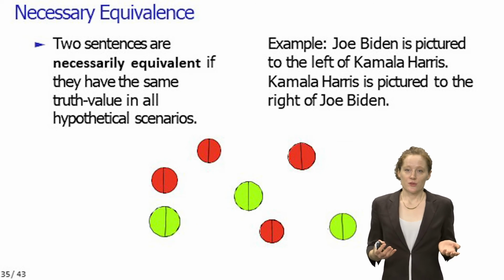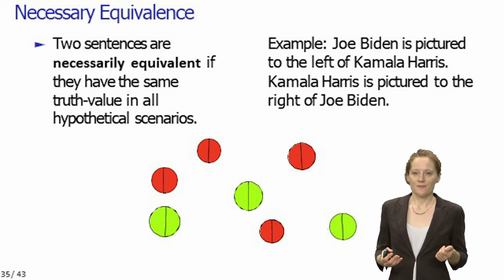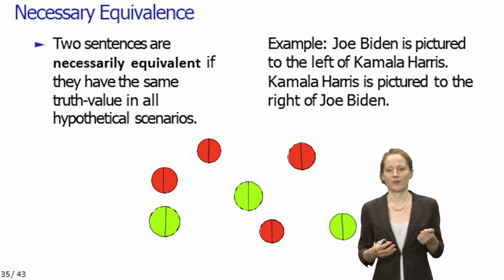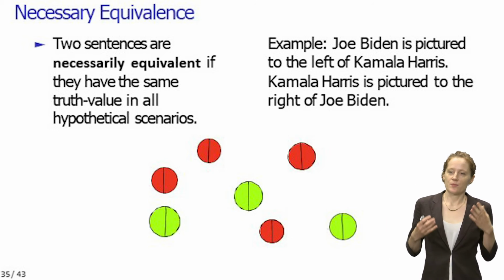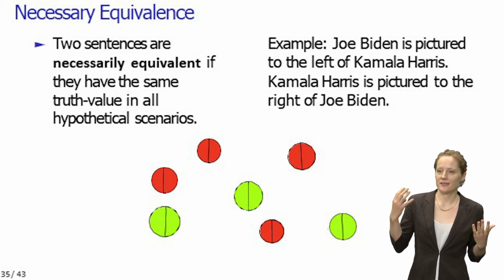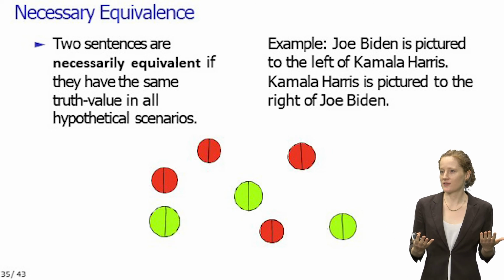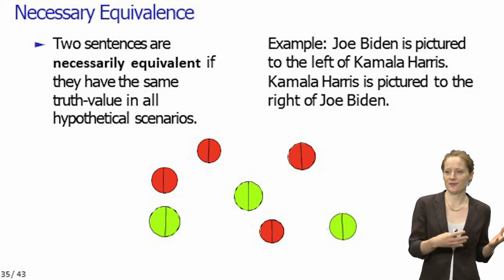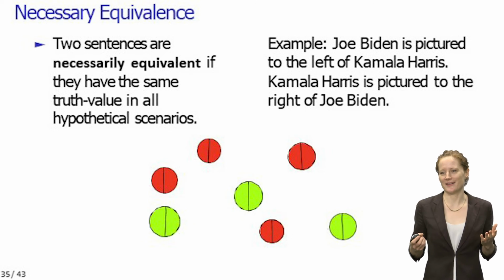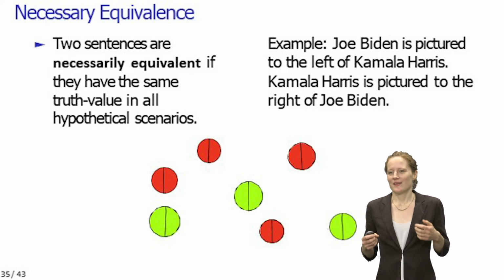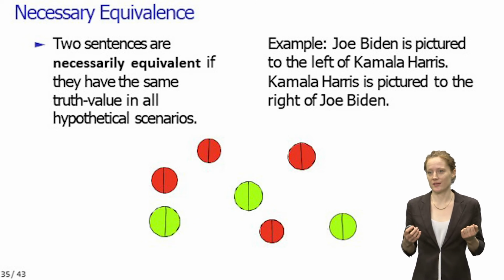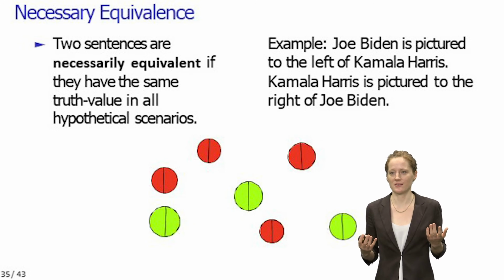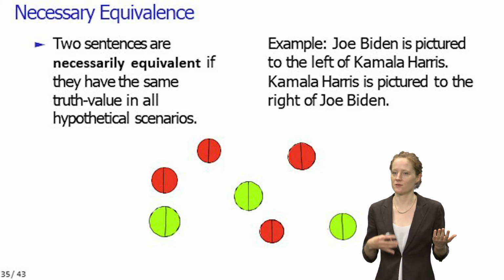Now, two sentences are necessarily equivalent if they have the same truth value in all hypothetical scenarios. So for example, suppose we are looking at a picture of Joe Biden and Kamala Harris, and I'm asserting the two sentences: Joe Biden is pictured to the left of Kamala Harris, and Kamala Harris is pictured to the right of Joe Biden. These two sentences are always true together. It's impossible for the first sentence to be true and the second sentence to be false, and vice versa. If the first sentence is true, the second must be true.